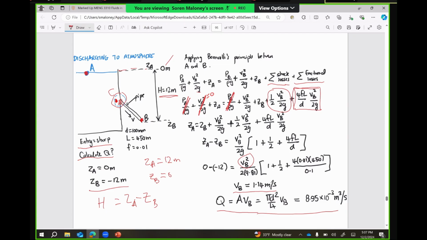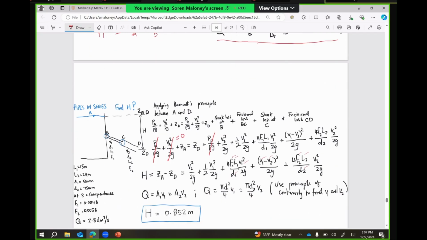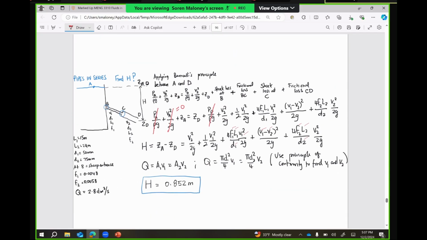Okay, so let's move on. We have another example now, and again, I don't want these things to scare you. Once you apply your Bernoulli's principle, you apply the right equations for your shock losses, you shouldn't have a problem.